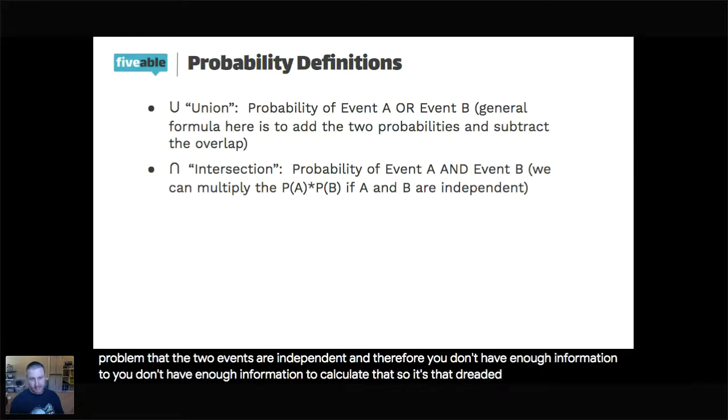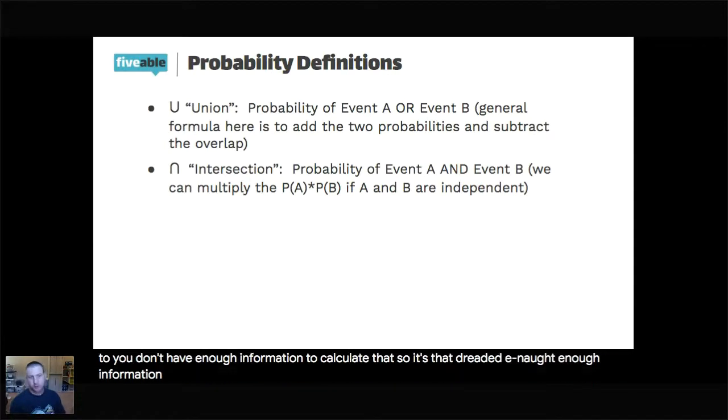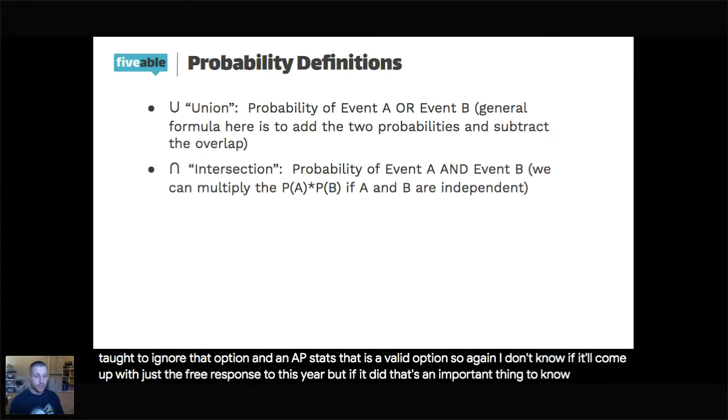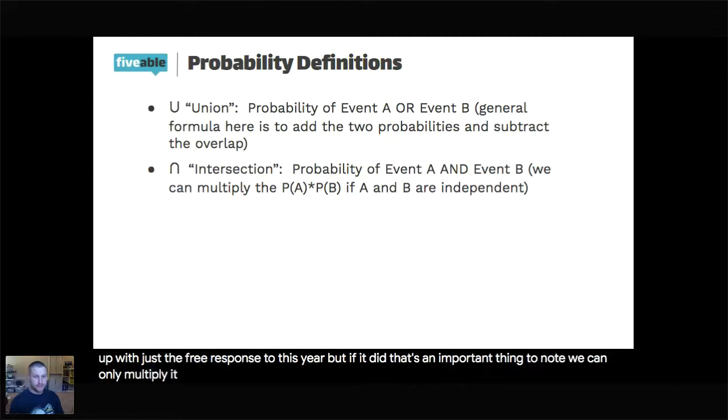So it's that dreaded E, "not enough information," or however it's worded on that particular test. Generally we're taught to ignore that option, and in AP stats, that is a valid option. I don't know if it'll come up with just the free response this year, but if it did, that's an important thing to note. We can only multiply A times B if the two events are independent. If they're not, you don't have enough information to find the "and" probability.